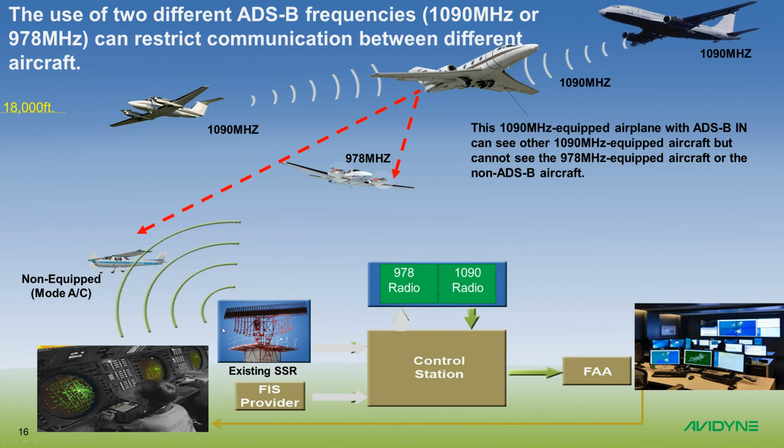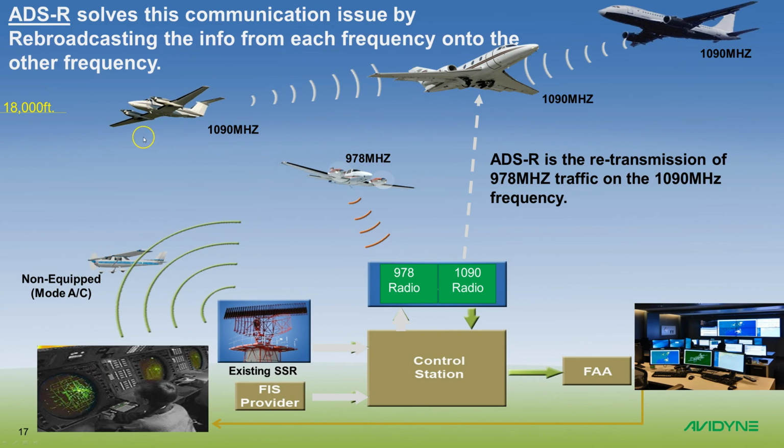But the use of the two different frequencies can restrict communication between the aircraft. So what that means is this aircraft can hear other 1090 aircraft, but it can't hear these 978 aircraft or this non-participating aircraft. Conversely, this 978 guy can't hear the 1090 guys. So that's where ADS-R comes in. ADS-R solves this communication issue by rebroadcasting the information from each frequency onto the other frequency.